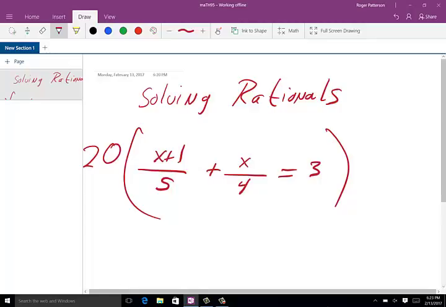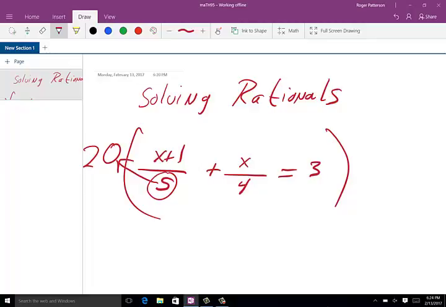And when we do that, the bottoms are going to cancel out. They're going to clear, so we don't need those anymore. That gets rid of the fractions, which everybody usually likes, because there's very few people in the world that like fractions. So this 5 is going to go into this 20 and give me a 4. Is everybody okay with that?